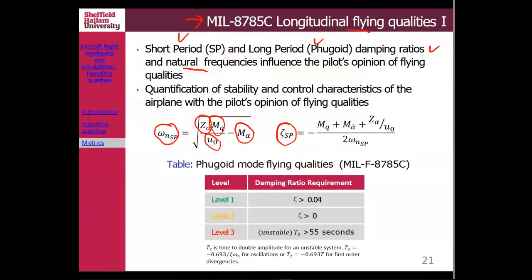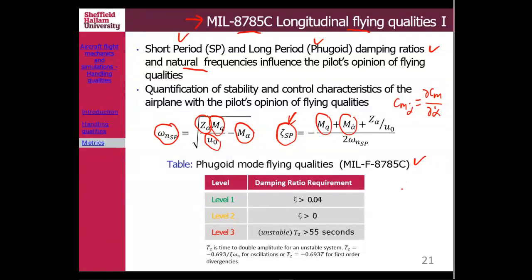Here it is just Cm alpha, basically, if you look into the 8785C document. The same as when you try to quantify your damping ratio, you could use Mq and M alpha dot, which is Cm alpha dot, right? If you remember, I always say that in mathematical expression, Cm alpha dot means the change of Cm due to the change of alpha dot, but Cm alpha is the change of Cm, which is the pitching moment, due to the change of alpha.